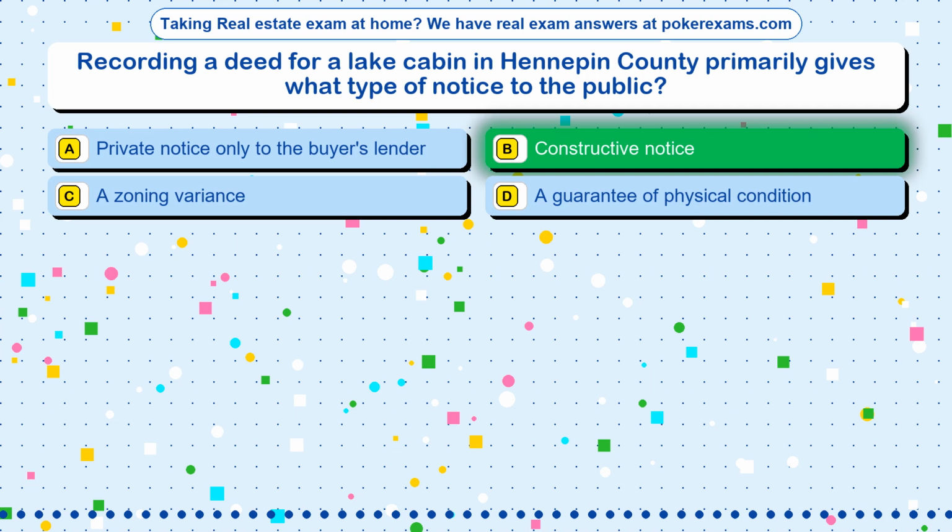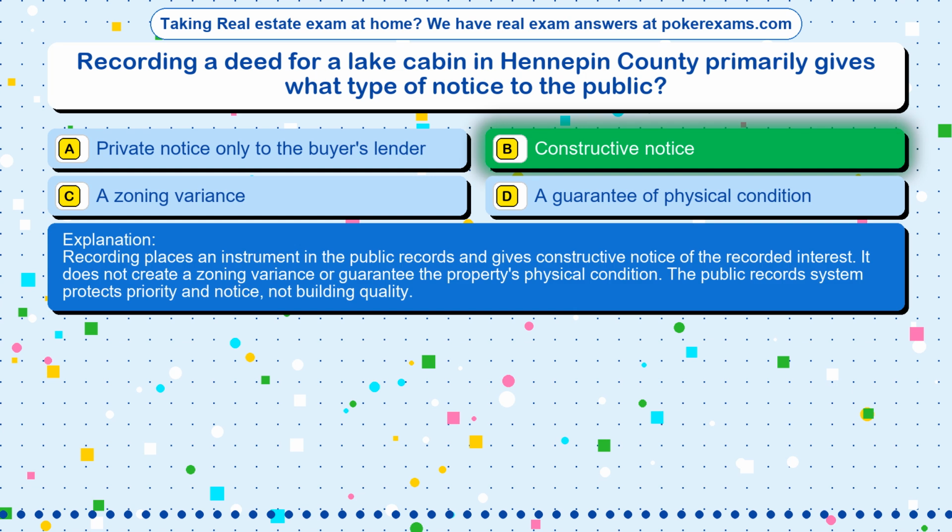The correct answer is option B. Constructive notice. Recording places an instrument in the public records and gives constructive notice of the recorded interest. It does not create a zoning variance or guarantee the property's physical condition. The public records system protects priority and notice, not building quality.